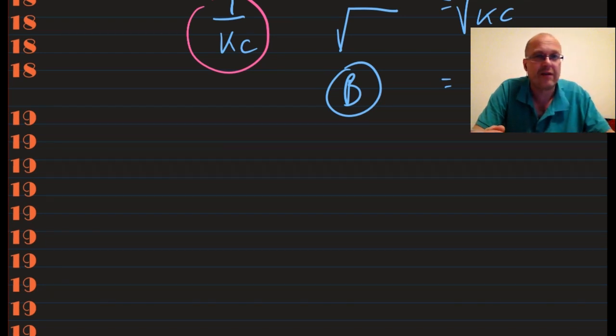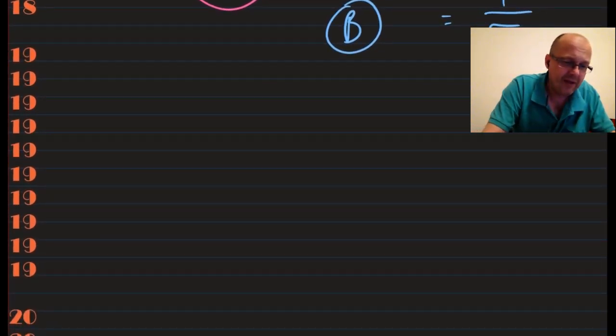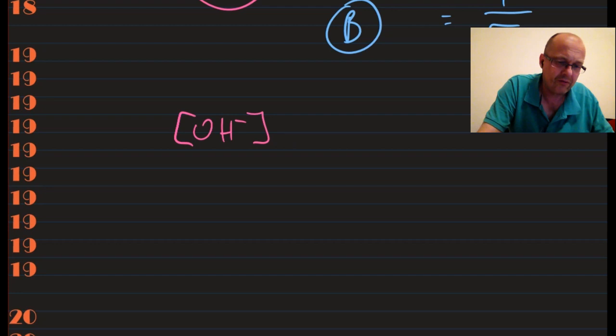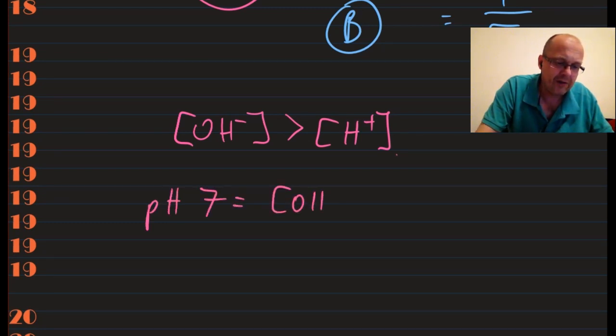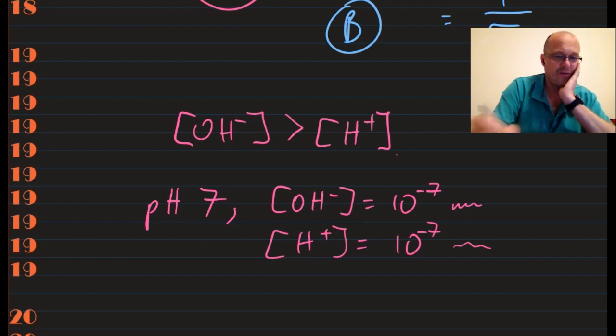19, what's basic? Basic is alkali. So that must mean if it's alkali, then the amount of OH minus is greater than the amount of H plus. That's one way of looking at it. Now at pH 7, the concentration of OH minus is 10 to the minus 7 moles per decimeter cubed, and the concentration of H plus at pH 7 is 10 to the minus 7 moles per decimeter cubed. Alrighty, so what have we got?